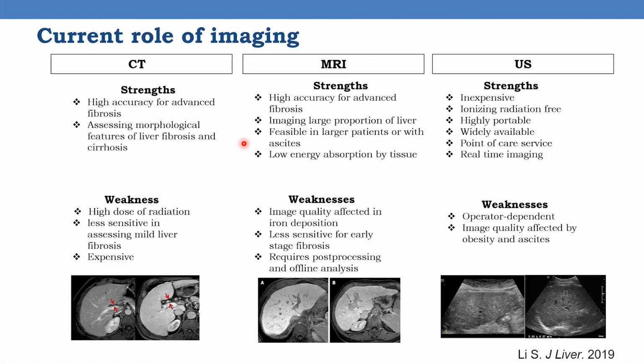Currently, imaging plays a significant role in staging and diagnosis of liver fibrosis. All three modalities, CT scan, MRI, and ultrasound, have been evaluated and used for liver fibrosis. CT scan and MRI are both very highly accurate for advanced fibrosis.